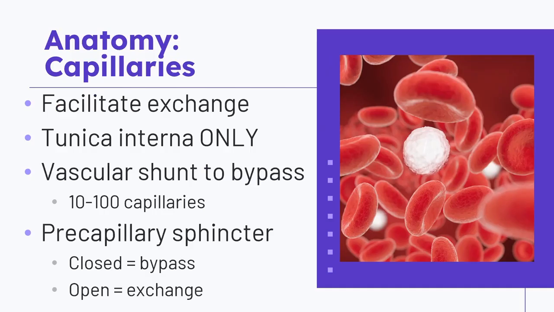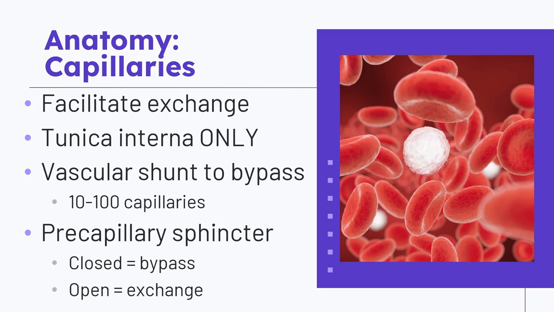Wait a minute. Why would you want to bypass tissue exchange? Well, say you're in that fight or flight mode and need more skeletal muscle circulation to escape and less digestive circulation. Use a shunt to bypass the intestines. Or say you're in danger of hypothermia.